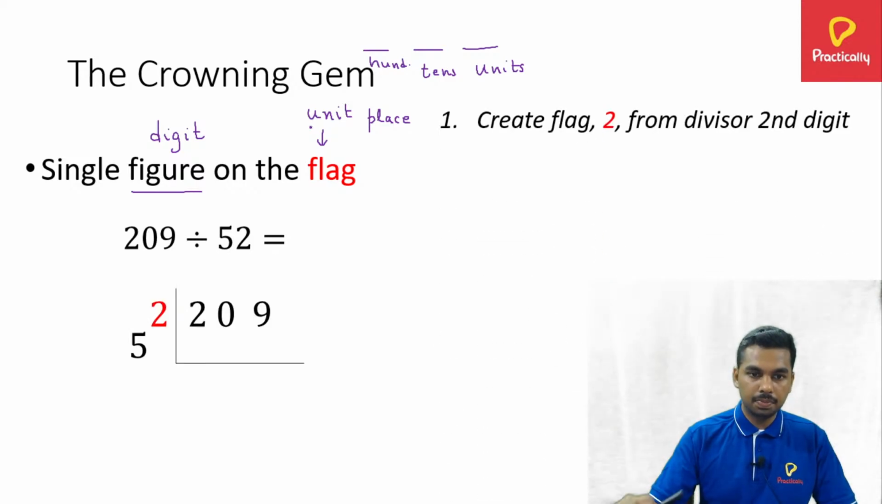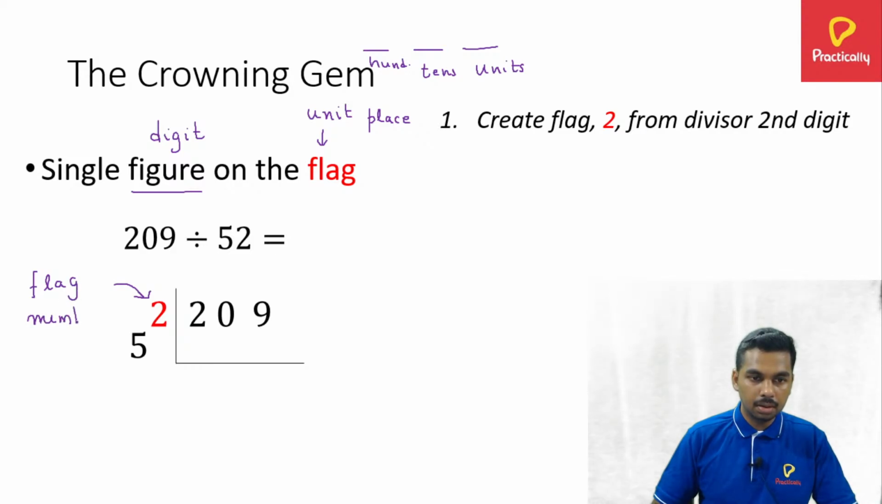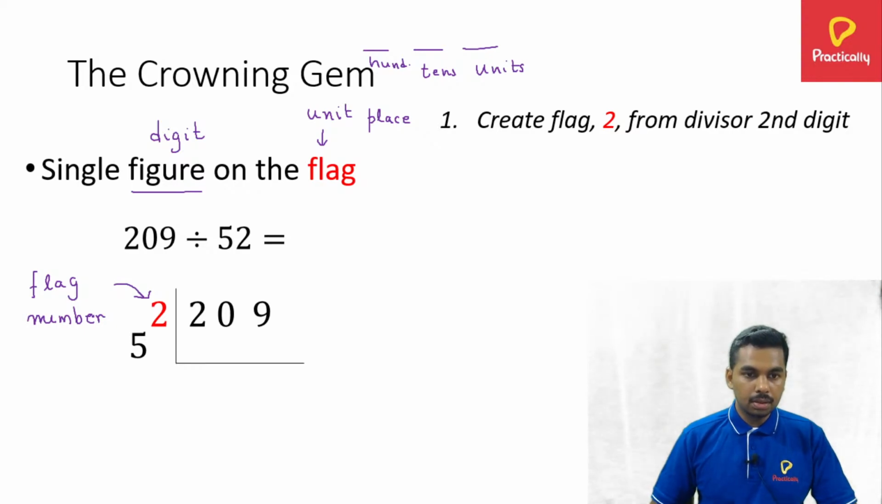So I'll show the example over here. I wanted to do this number 209 divided by 52. For this, I want to write the number 52 like this, with 2 written in the same line as 209, and 5 is written just below the number 2. So here the flag number is equal to 2. This is what is called the flag number. I hope it is clear. So you have dividend, divisor, and the quotient and the remainder, right? The divisor over here is 52. The units place of the divisor is what is put in as the flag number.